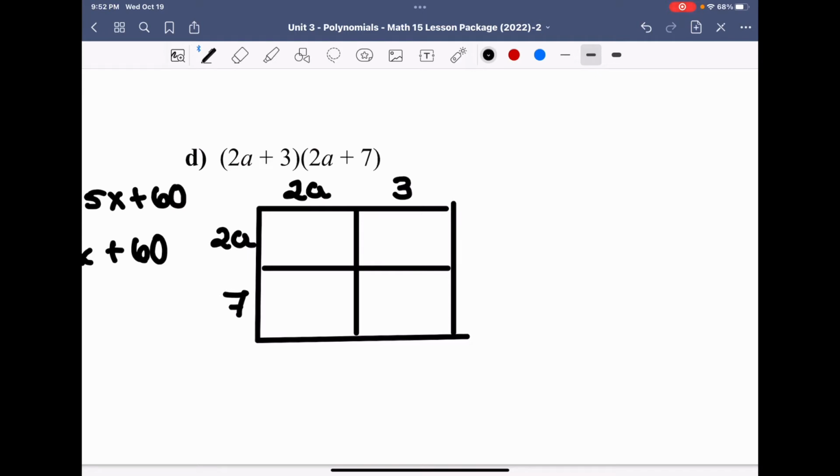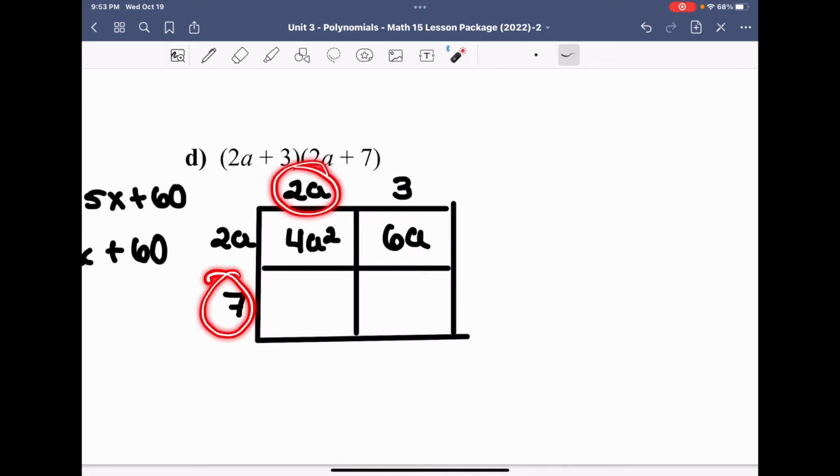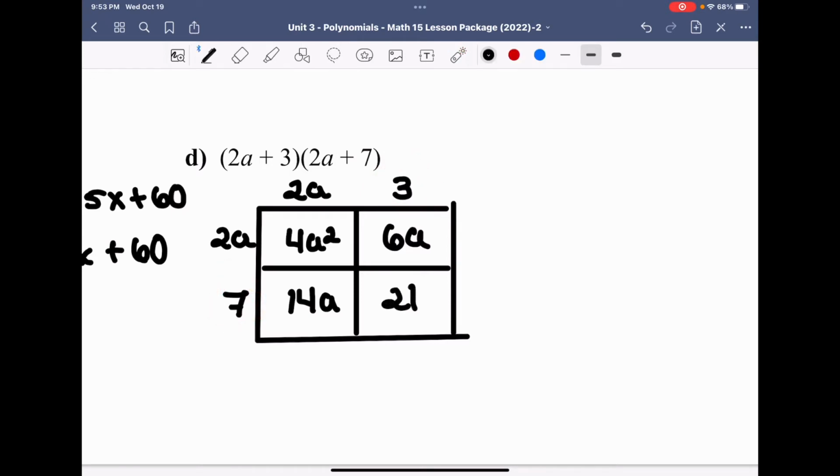Now, from here, I can go box by box. To get my top left, I multiply 2a times 2a. That's 4a squared. To get my top right box, I need to go 3 times 2a. That's equal to 6a. Then to get my bottom left, I need to multiply 2a and 7. That's equal to 14a. And then finally, 3 times 7 will give me my bottom right box. That's equal to positive 21.